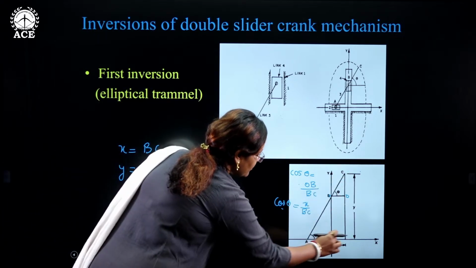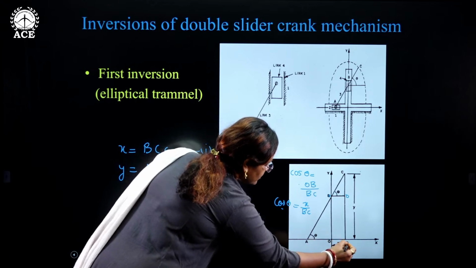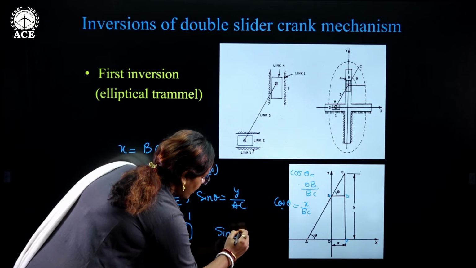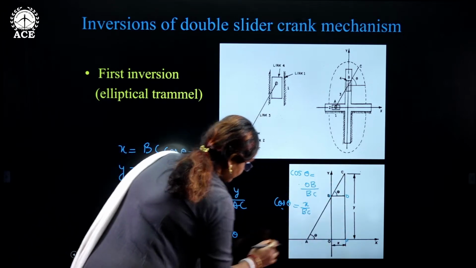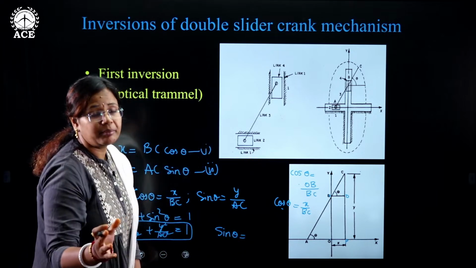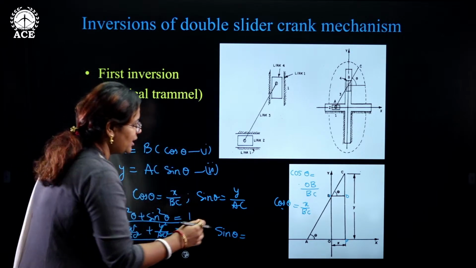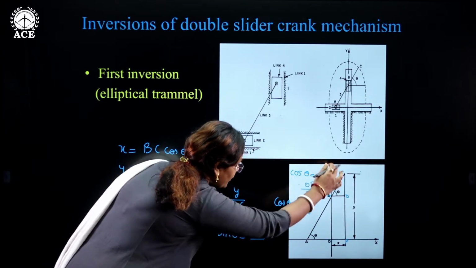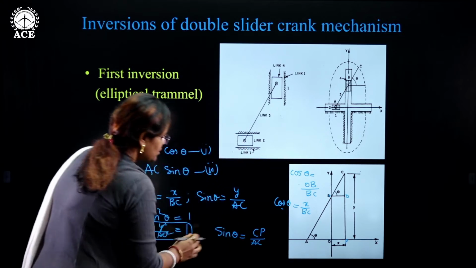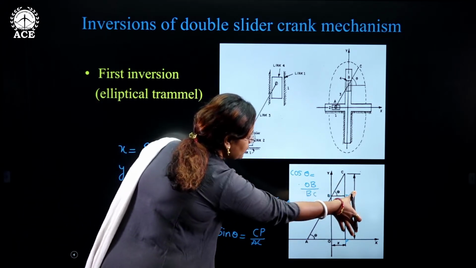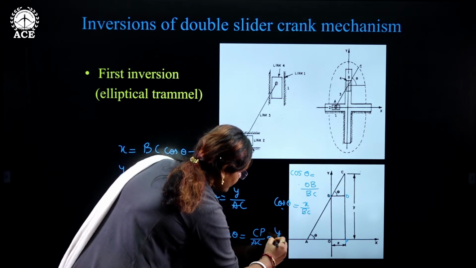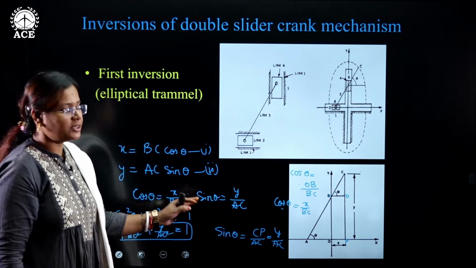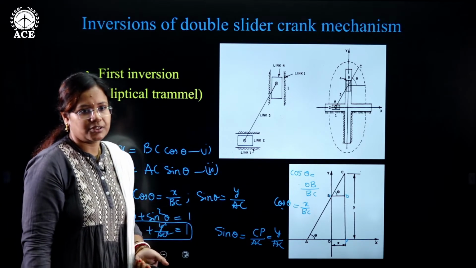Also in a similar way, if I take the bigger triangle here, say here I put P. If I want to write sine theta out of this big triangle ACP, what will happen? Sine theta means opposite side by hypotenuse. So opposite side means what? This particular thing, CP. But hypotenuse is what? AC. So sine theta is CP by AC, and CP is equal to Y, so sine theta is equal to Y by AC. That is how you have got sine theta and cos theta of the first inversion.